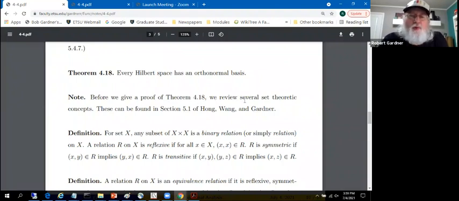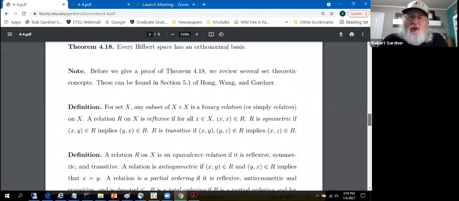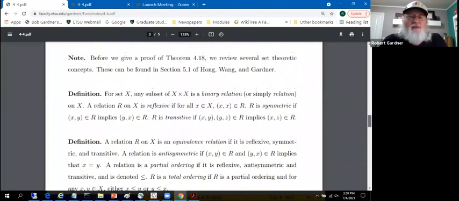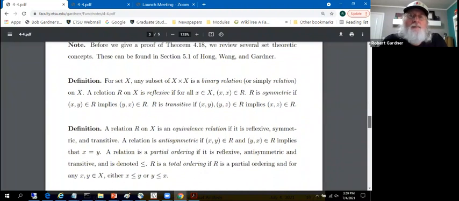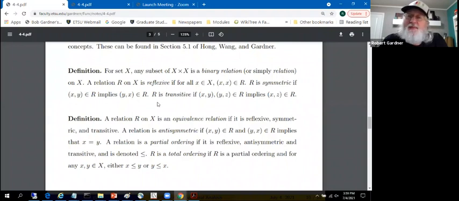Before we give a proof of 4.18, we need to go through some set theory stuff. We actually went through this whenever we showed that every vector space has a Hamel basis. That would have been in the supplemental material as well. So we're going to rehash that, so I won't dwell on it, but let's step aside and do some set theory for a few minutes.